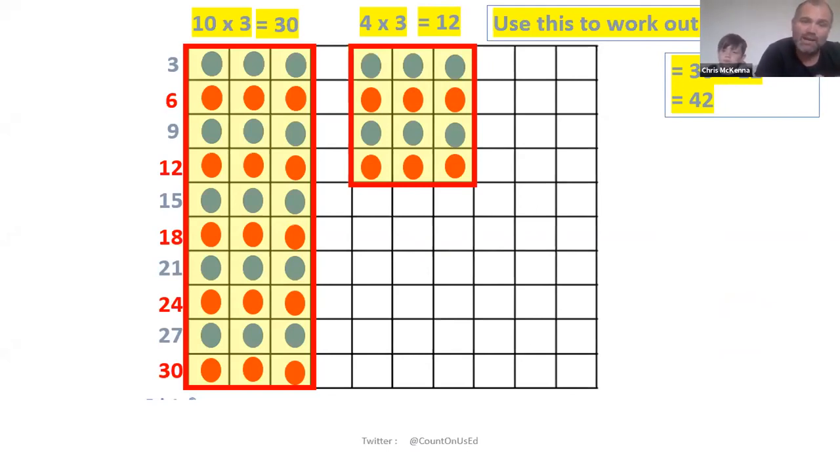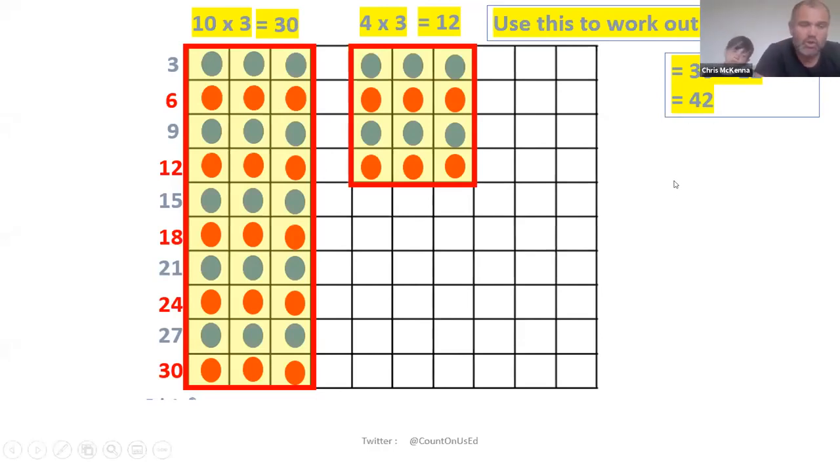And again, this is my method for working out all the multiplication. I wouldn't stop at 12. I wouldn't stop at 10. I would just be thinking, well, basically it's 10 3s and an extra 4 3s. I know 10 3s are 30. I know 4 3s are 12. I know how to add 30 and 12. So I know the answer is 42.